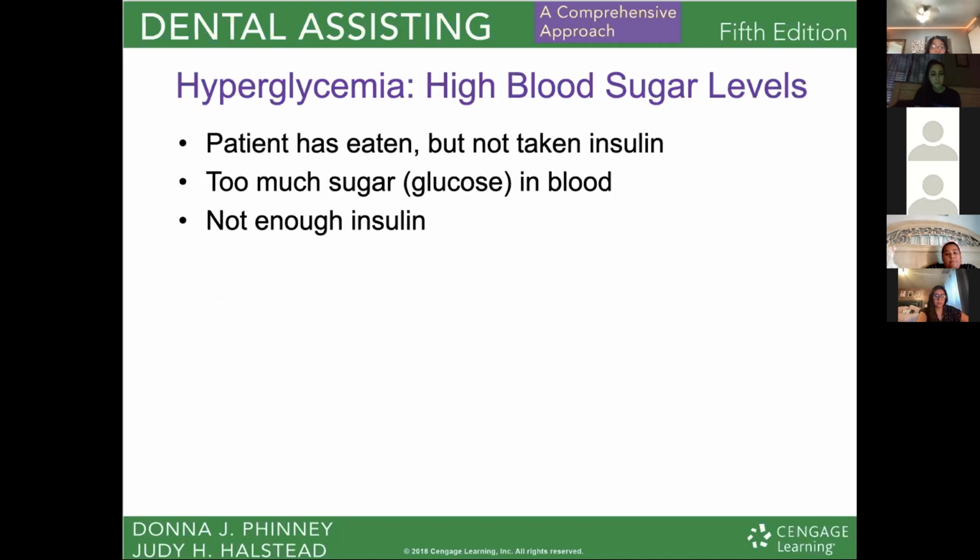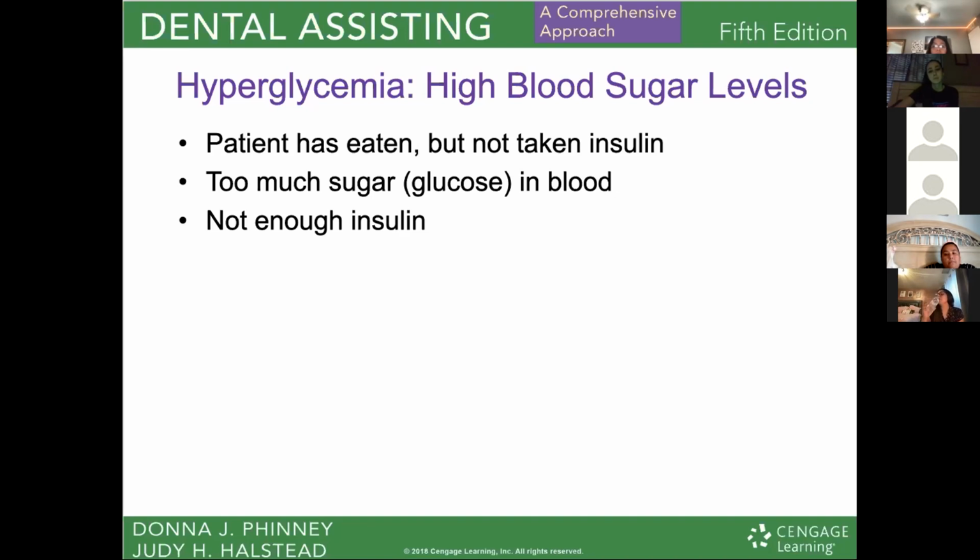Okay, so hyperglycemia is a type of diabetic complication. It is known as high blood sugar levels. With this, the patient usually has eaten but has not taken their insulin or not taken enough insulin, so they have too much sugar, which is glucose, in the blood. The onset of hyperglycemia is slow, and the patient may show signs of increased thirst, increased urination, nausea, vomiting, loss of appetite, fatigue, and pain.